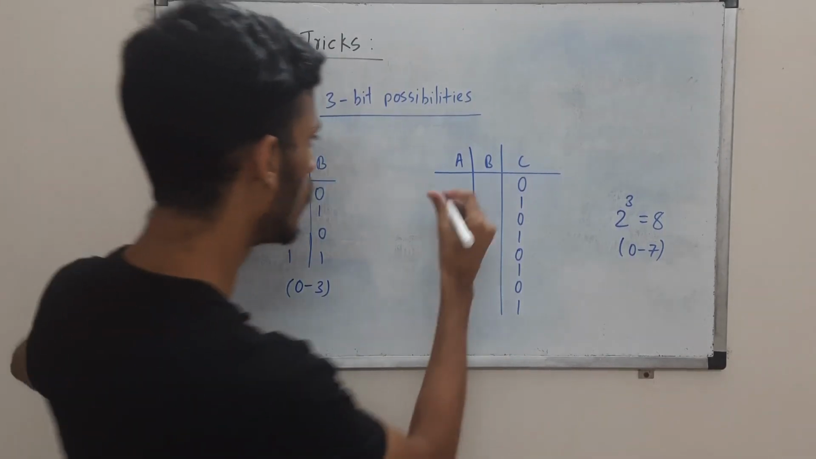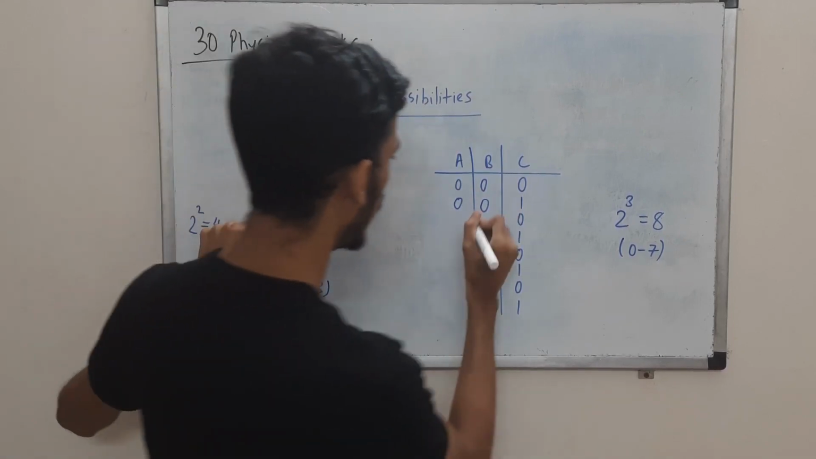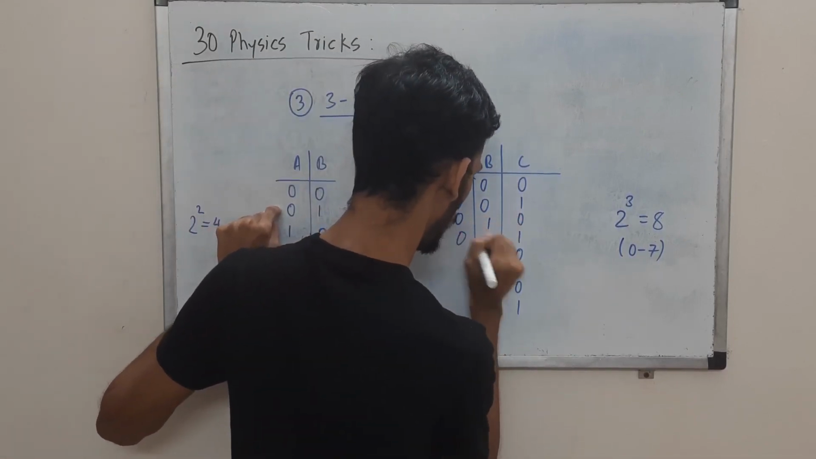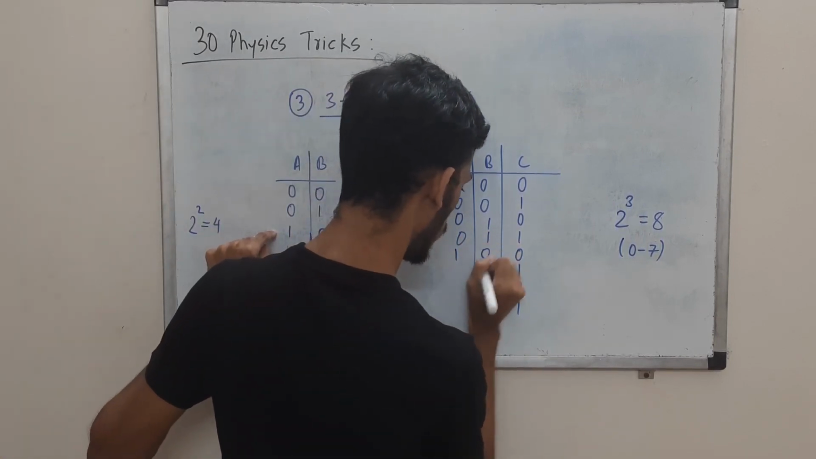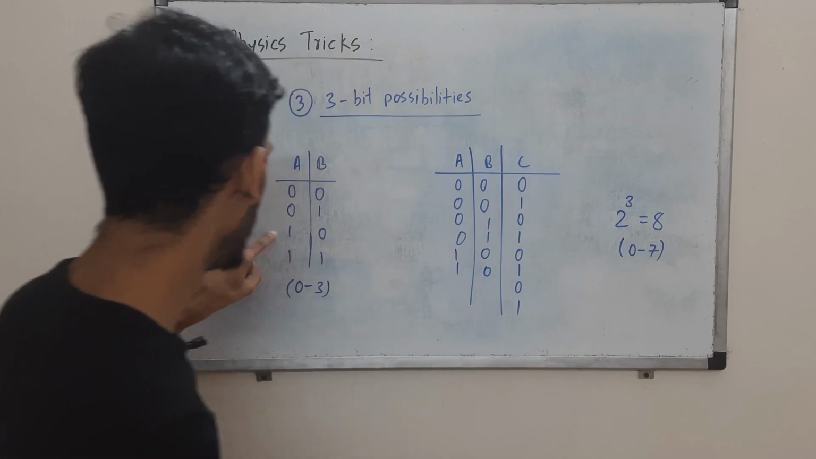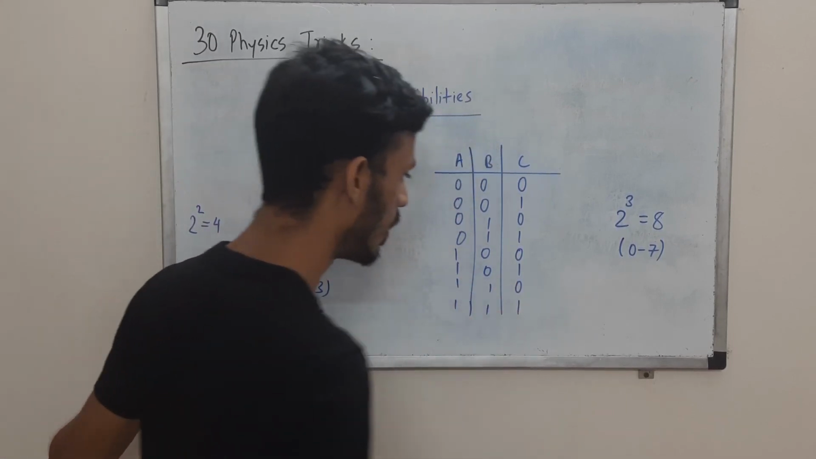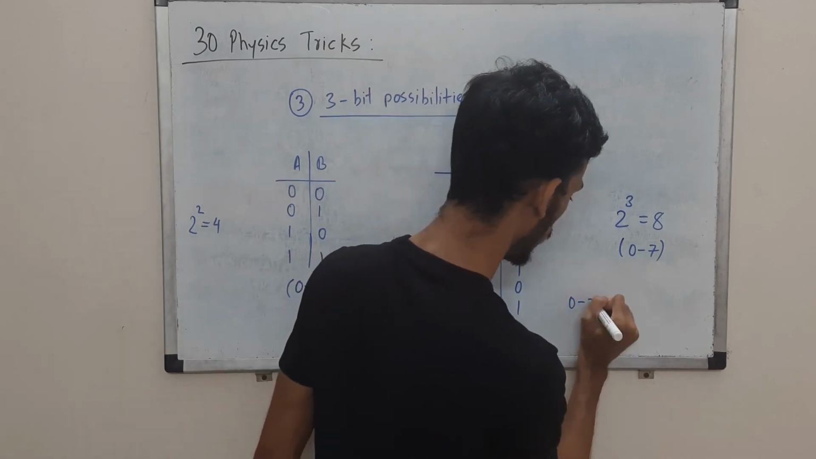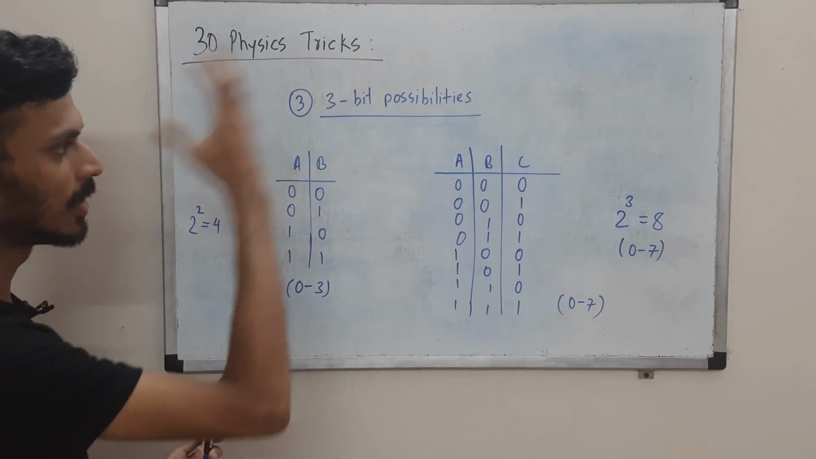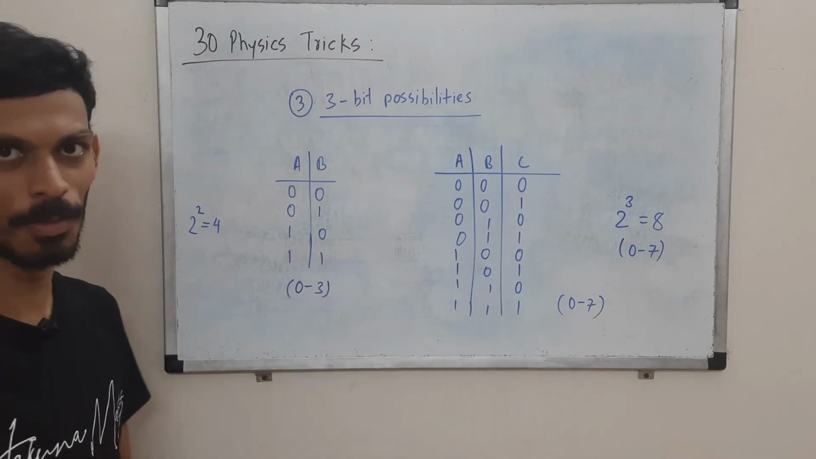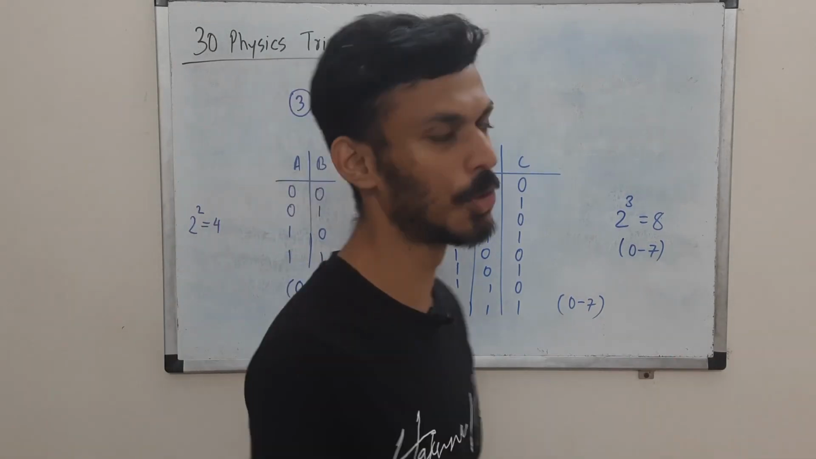So 0 0 is the first combination. Repeat it twice. Now 0 1, we have 0 1, 0 1. Now the next combination is 1 0, so 1 0, 1 0. And finally we have the combination 1 1. And just like that, you have produced all the binary numbers from 0 to 7. You can check it yourself, and that is the trick how you produce 3-bit possibilities from just knowing the 2-bit possibilities. Also you can extend this to 4-bit possibilities and go from 0 to 15.